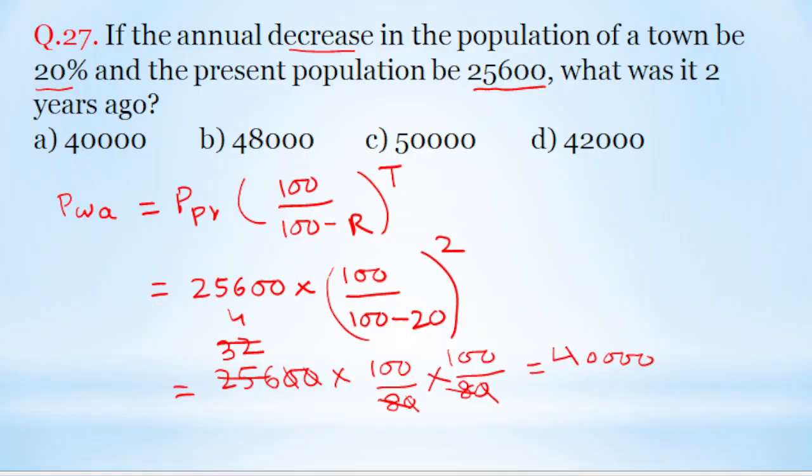I have to write it in a clear way. So that is equal to 40,000. That means here option A is the right answer. Now how to remember this formula?